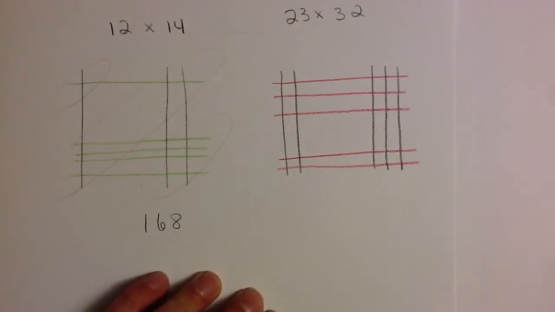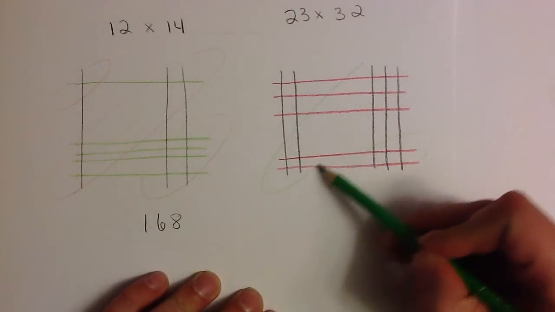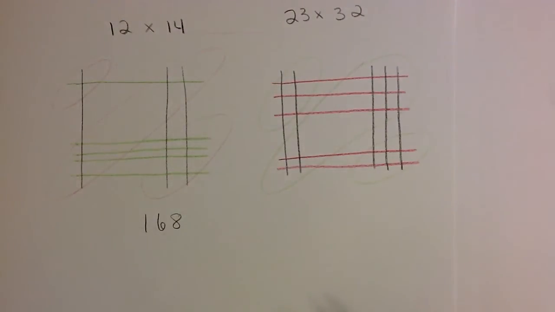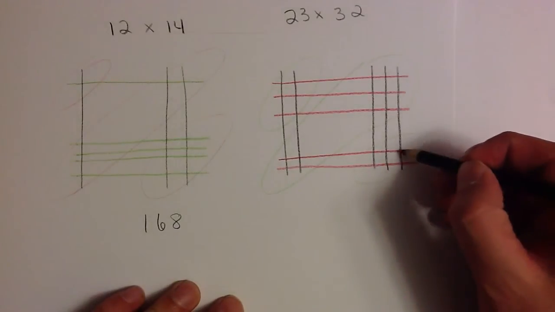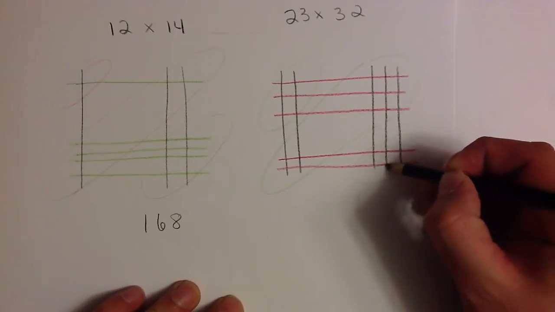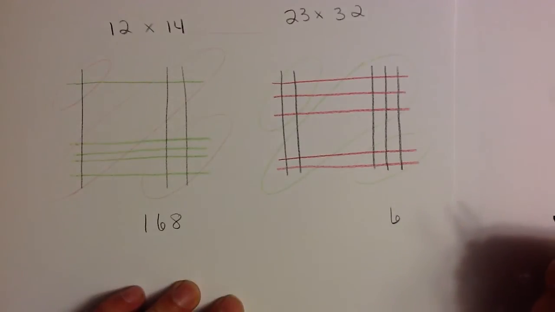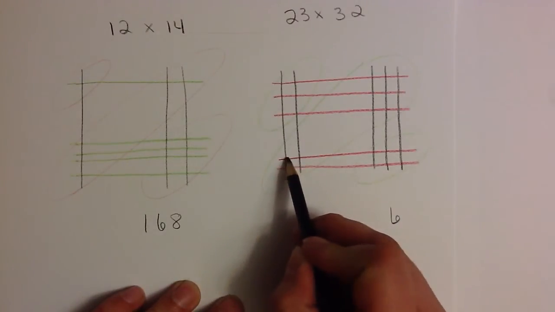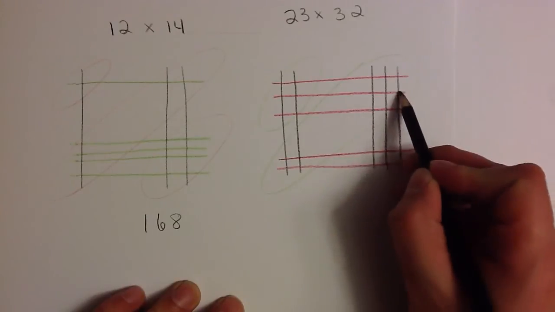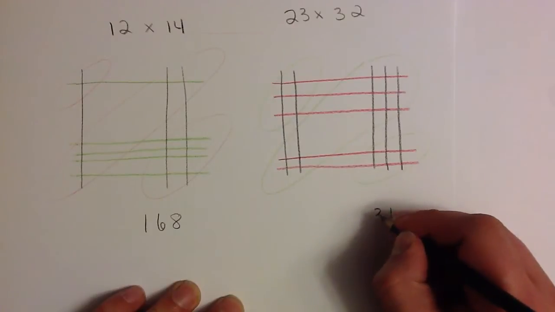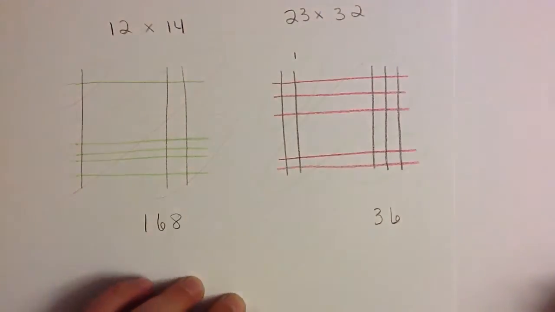Now we always start with that bottom right corner, so this guy, and then we have to add this diagonal and this diagonal. Now let's add up all the intersections. Let's see, I have 1, 2, 3, 4, 5, 6, so I write down a 6. Let's see, I have 1, 2, 3, 4, 5, 6, 7, 8, 9, 10, 11, 12, 13. So I have to write down the 3 and then carry the 1.